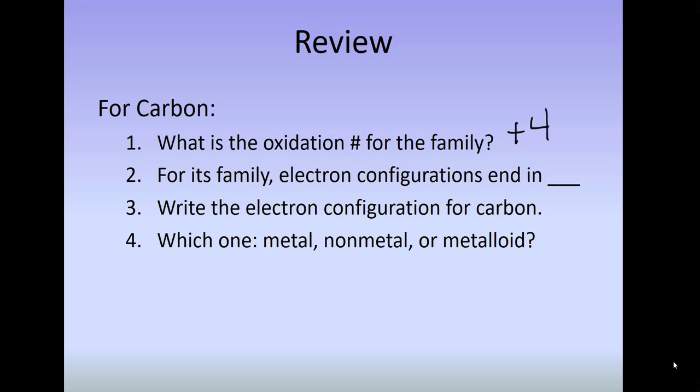For its family, all the electron configurations for the carbon family are going to end in p2. And write the electron configuration for carbon. So it's less than 10, so there's no abbreviation. It would be 1s2, 2s2, 2p2. It has 6 electrons. You can count those 6 electrons in the exponents, 2 plus 2 plus 2.